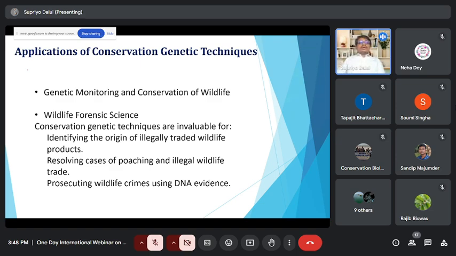So we can do genetic monitoring for the conservation of wildlife. And the second point I'm going to discuss will be wildlife forensic science.